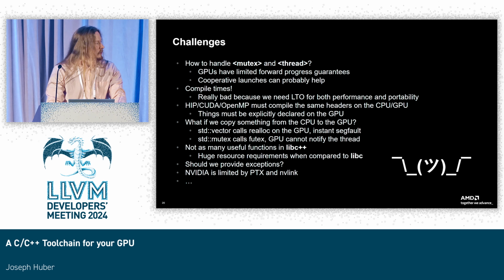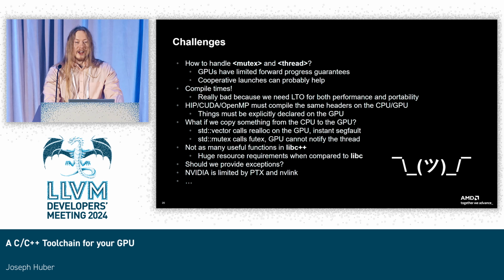So I could probably stay on this slide for ages, but I'll try to keep it more brief. There are lots of questions about what happens if you actually try to make this more practical, right? So how do you handle things like mutex and threads? Because GPUs have very limited forward progress guarantees, and their way of doing multi-threading is completely different from what pthreads expects.